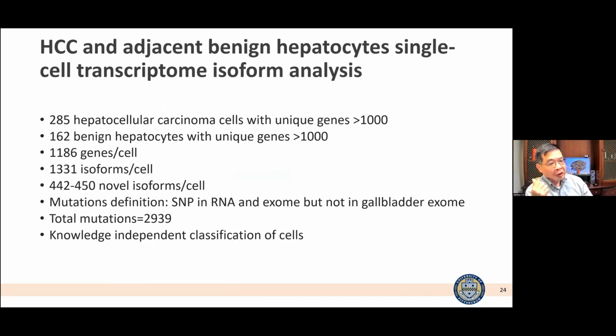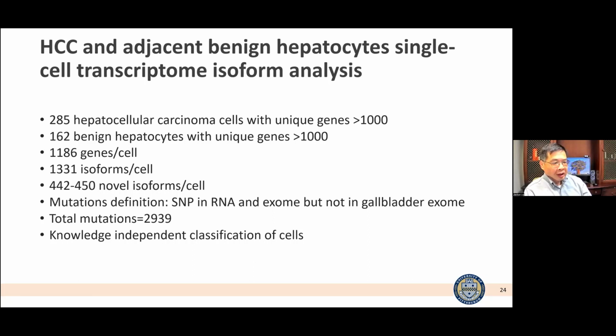In this case, we analyzed a pair of liver cancer samples: 285 hepatocellular carcinoma cells and 162 benign hepatocytes. We found that each cell contains about 1,186 valid genes and a little over 1,300 isoforms per cell. Interestingly, we found a lot of novel isoforms in cells, an average of 442 to 450 novel isoforms per cell.